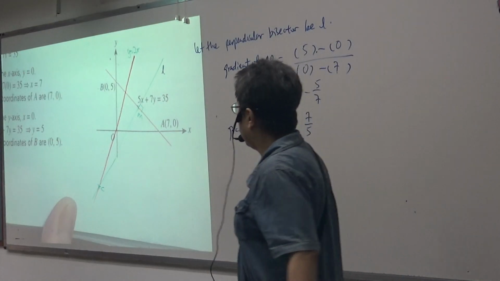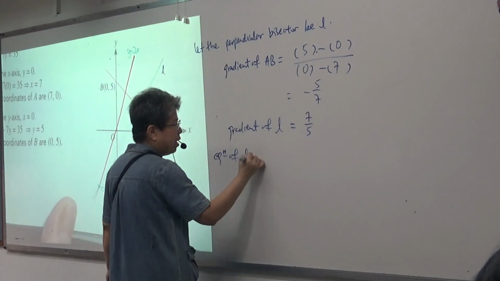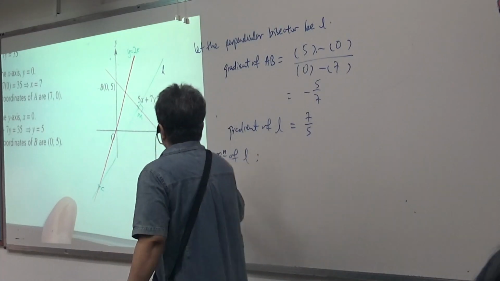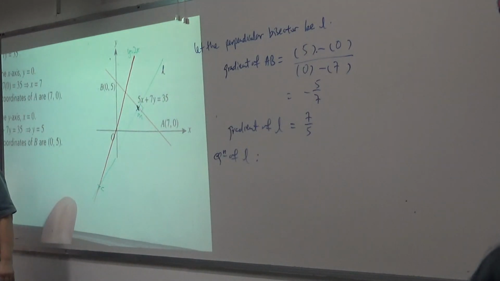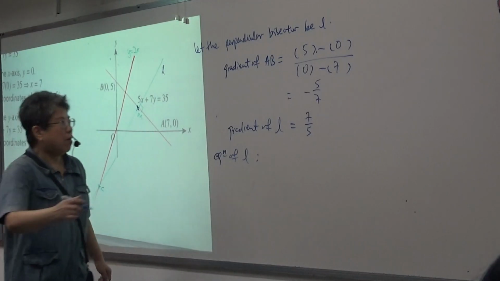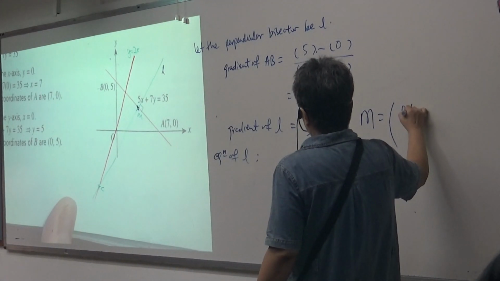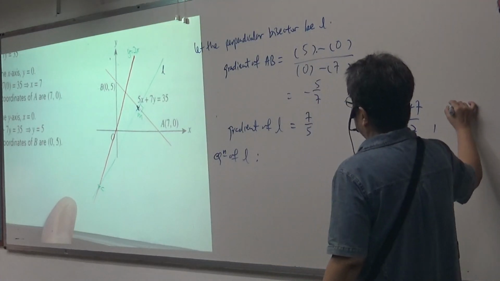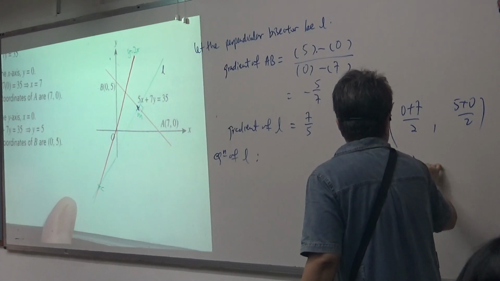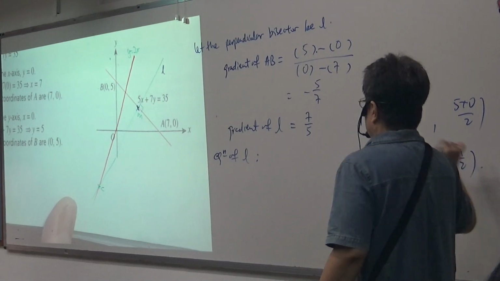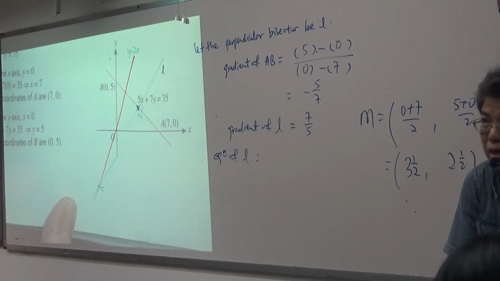Now, the equation of L: I got to find this point M, which is the midpoint. Now, how do I get the midpoint M? 0 plus 7 over 2, and then 5 plus 0 over 2. This will give me 3.5 and this will give me 2.5. Can you see it?